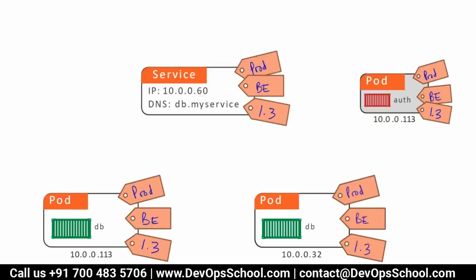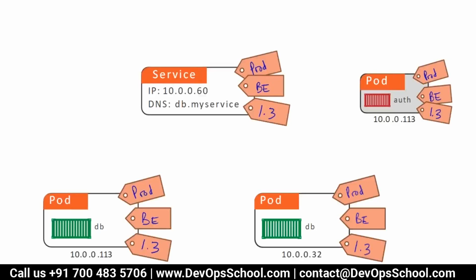So service is a way in which you can redirect to the pod, but how do you redirect only to the right pod? That is the most important question, and that's where I say label rocks. So here you have a service, not named with, I'm sorry, it's labeled with prod B 1.3.